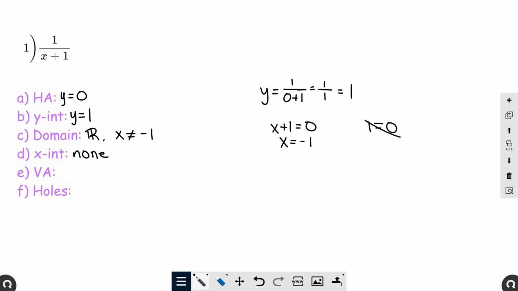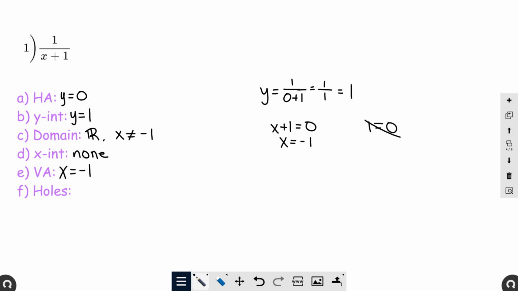Now, VA. VA is to simplify, then set the denominator equal to 0. Well, we already did that, right? X plus 1 equals 0, so x equals negative 1. So this is the point where we don't put not equal to, we put equals. So at negative 1, we have this imaginary vertical line that the graph will not touch or cross.